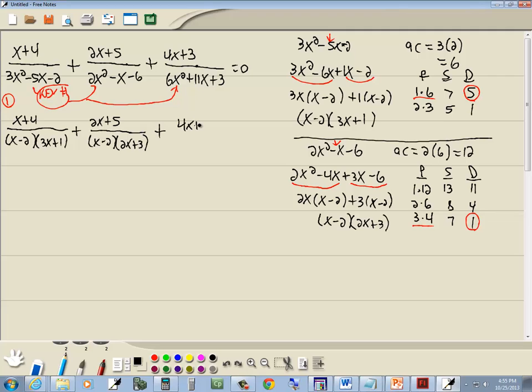Plus (4x + 3) over something. Let's factor that. So we got 6x² + 11x + 3. We'll take the number at the beginning times the number at the end. So 6 times 3 gives us 18.